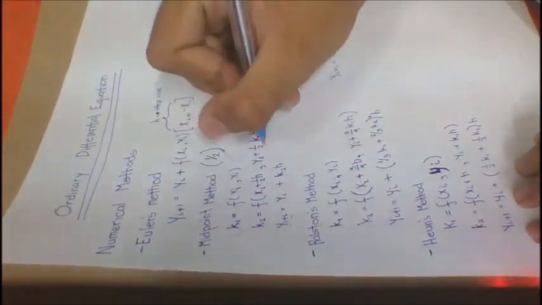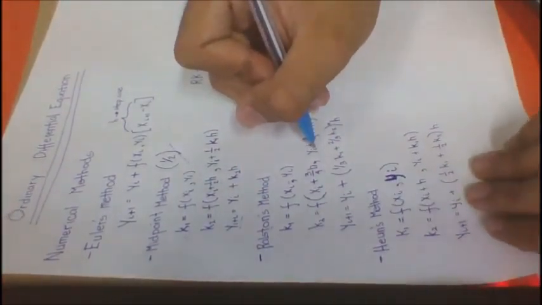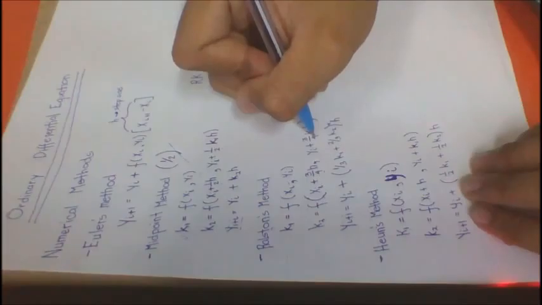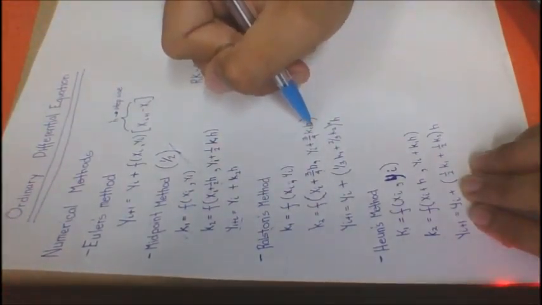So notice in midpoint we use 1/2. Now for Ralston, we are to use 3/4. So the same with the initial state at y, 3/4 K1 plus h. So our K1 will be substituted here.